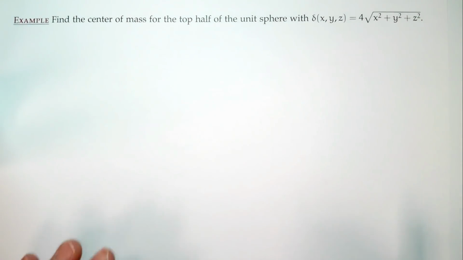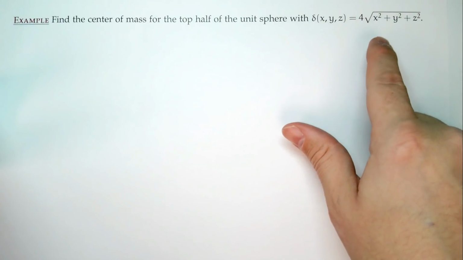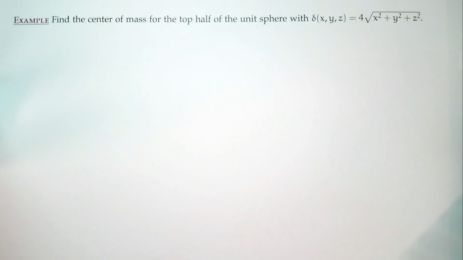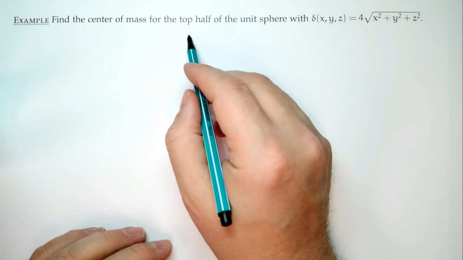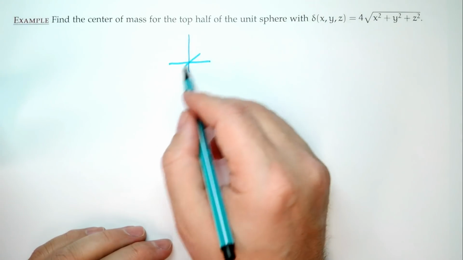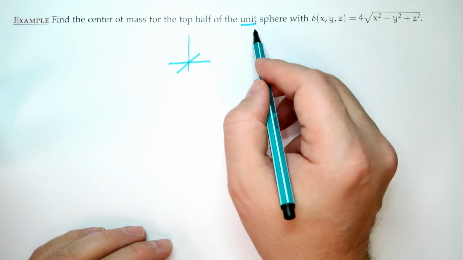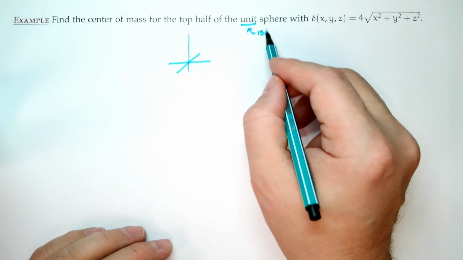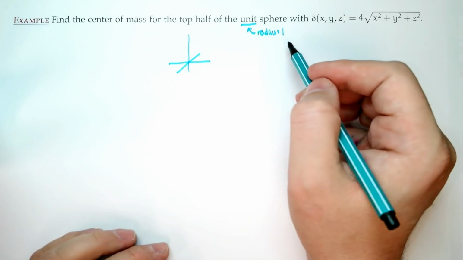Find the center of mass for the top half of the unit sphere where the density is 4 root x squared plus y squared plus z squared. Now the top half, that says what? Well, we're going to take the unit sphere, and unit, by the way, just means that the radius equals 1. When you see the word unit, think of 1.